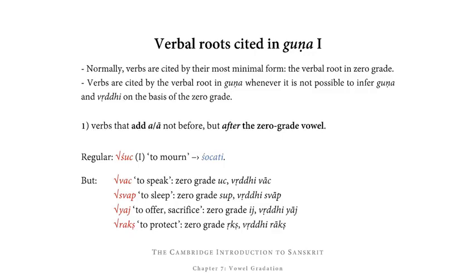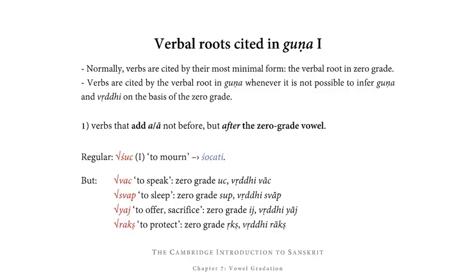However, look at the verbs given directly below. We have vach, svap, yaj, and raksh. You can tell that all of these verbal roots stand in guna because they all have an a in them. Vach, svap, yaj, and raksh. Now look over to where their zero grades are given. They are uch, sup, ij, and ruksh. How do we arrive at these zero grades?